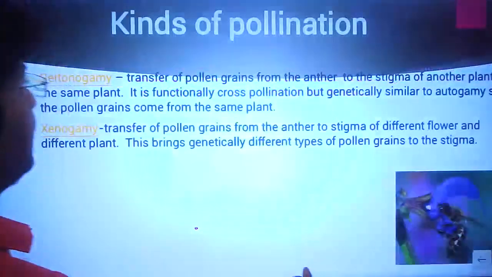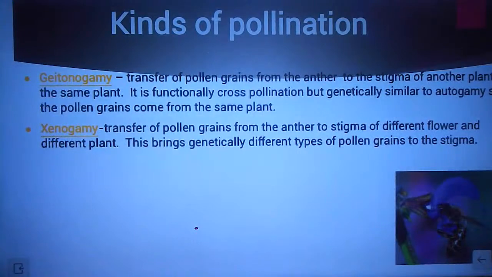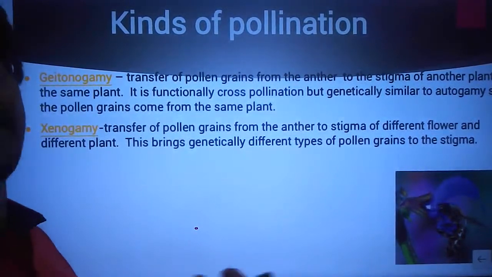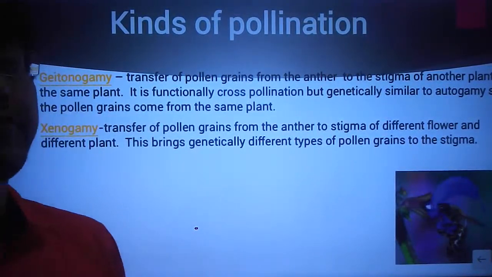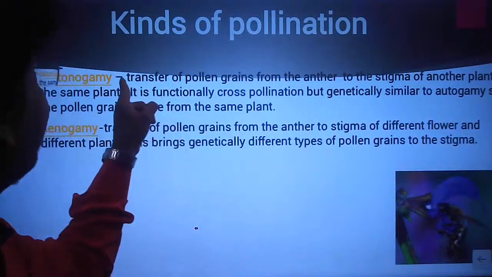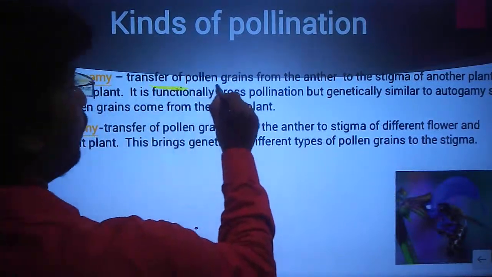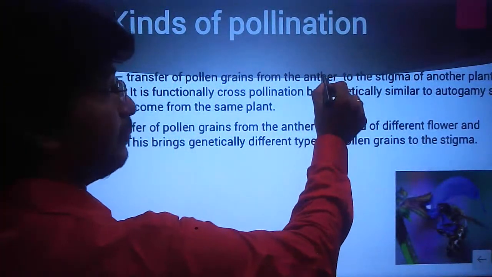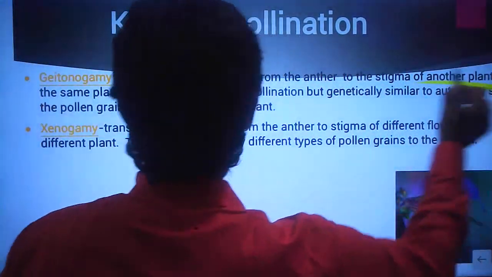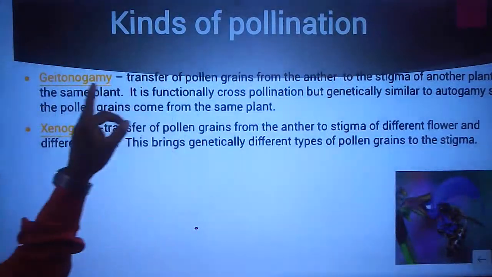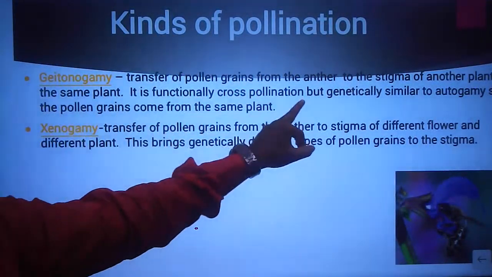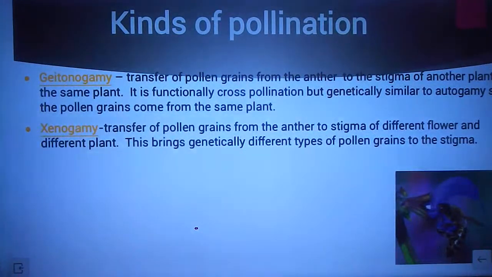Next we move on to the next type, geitonogamy. In the definition, what is geitonogamy? The marriage between the neighbors. It means the same plant but the flowers are different, right? Geitonogamy is the transfer of pollen grains from the anther, the male, to the stigma of another flower. So the flower is of the same plant. It is functionally cross-pollination but genetically similar to autogamy, since the pollen grains come from the same plant.